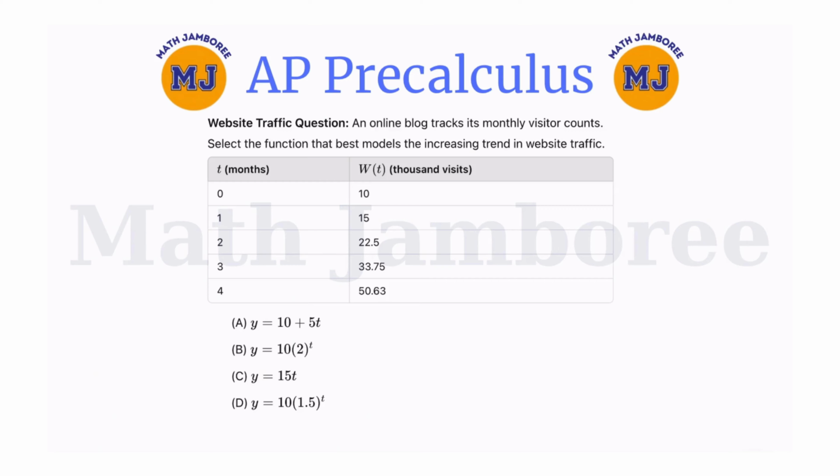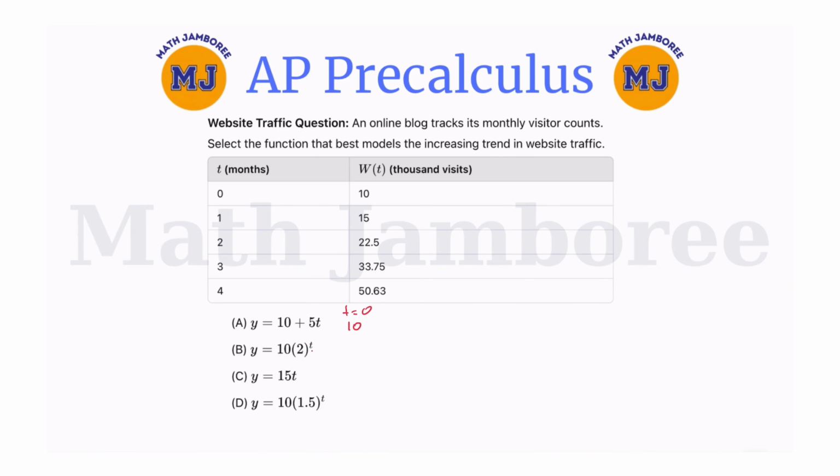Option A suggests a linear growth. This is a linear model, right? Which doesn't quite fit our increasing rate. You can also give it a try with some numbers, but this is linear. This is not an exponential function. But if you just apply t equals 0, this is 10. This choice is 10.